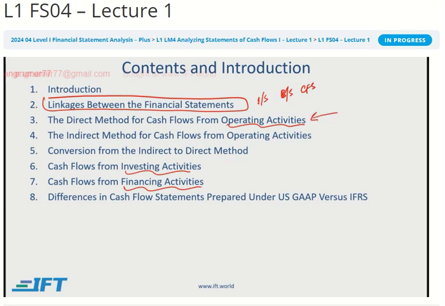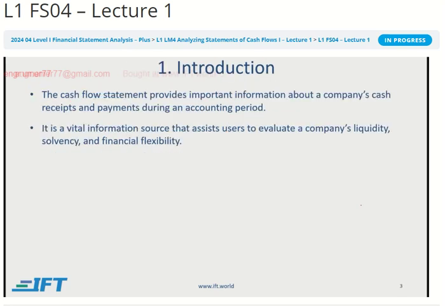We'll be discussing all three of those with a special focus on cash flows from operating activities, because this can be prepared by two methods, the direct method and the indirect method. And we will also look at the way to convert from the indirect to the direct method. And then finally, we will look at the differences in cash flow statements prepared under US GAAP versus IFRS.